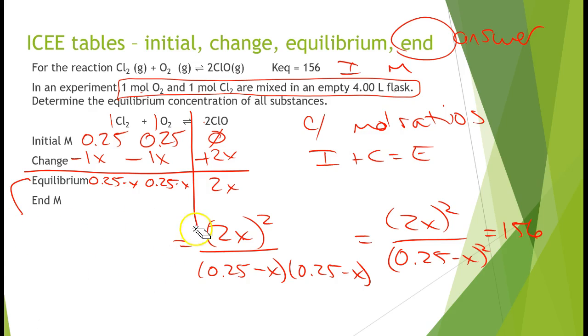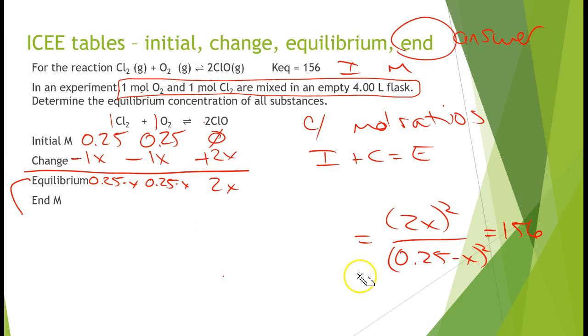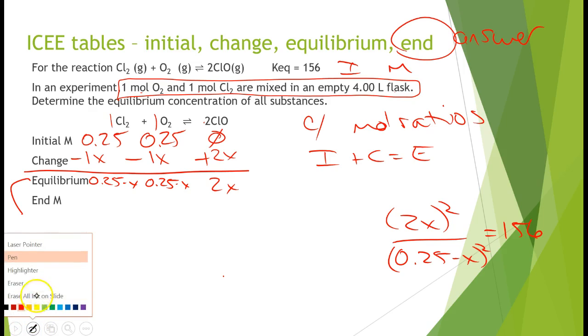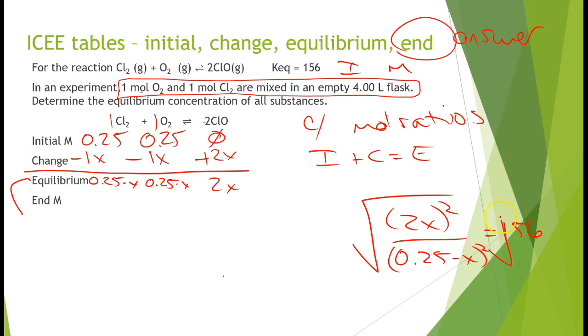Okay, and I don't have a whole lot of room, so I'm going to have to erase some of this to go through and solve the problem. And since it is a perfect square, oh, go back, I can take the square root of both sides. It's much easier to do that than to try and distribute or FOIL this denominator term.